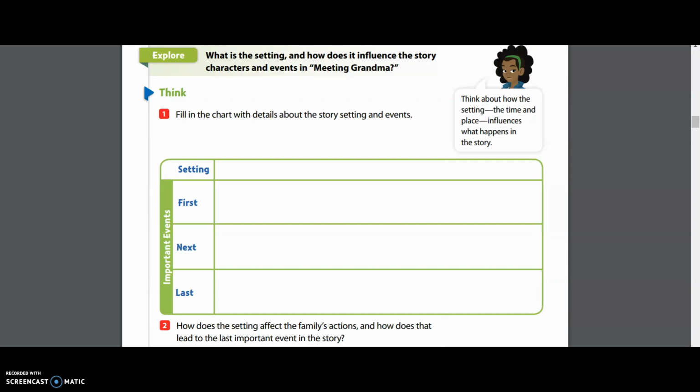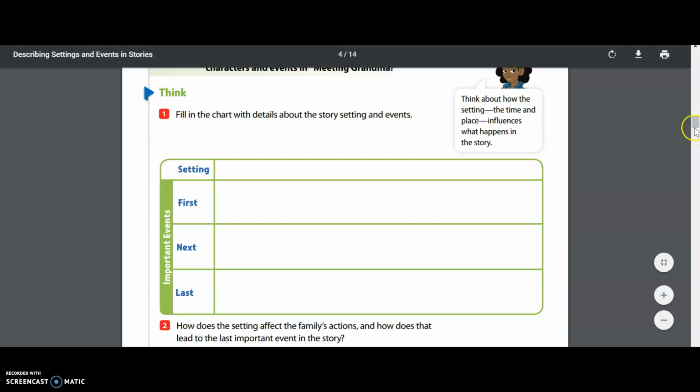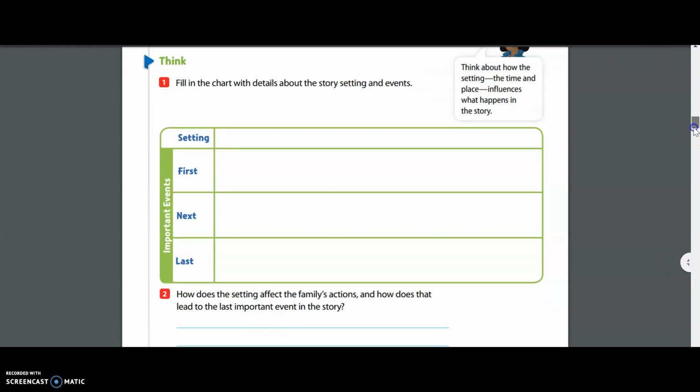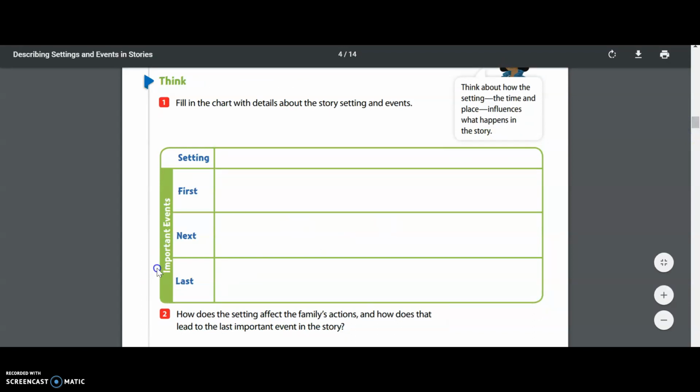So now I've helped to get you all the setting as well as our very first important event. The key word there is important. One of the things that helps to change our story, because they would have just been sitting in the house all day long if they didn't decide to go with their parents to the airport. So I want you all to use the remainder of this time to fill out the next and last boxes in your graphic organizer. At the beginning of tomorrow's video, I will also have the answers for you. But I want you all to fill out this next box and the last box.